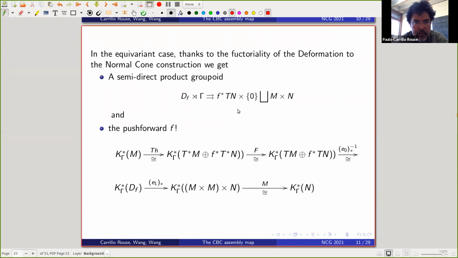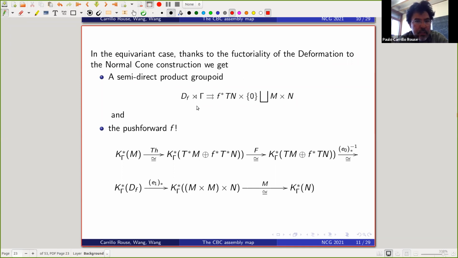something very interesting about the deformation to the normal cone is its functoriality. It has this property of being applied not only to pairs of manifolds, but also to functions between pairs of manifolds. So in particular, if we have an action of M that preserves the subspace N, then you have an action on the deformation.